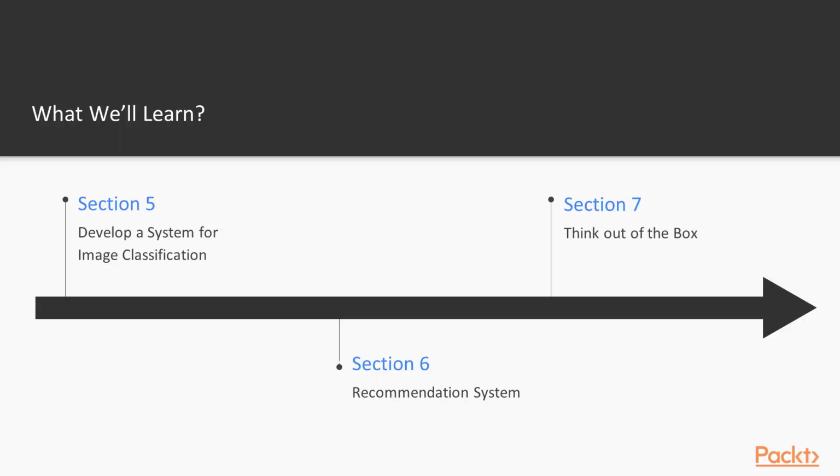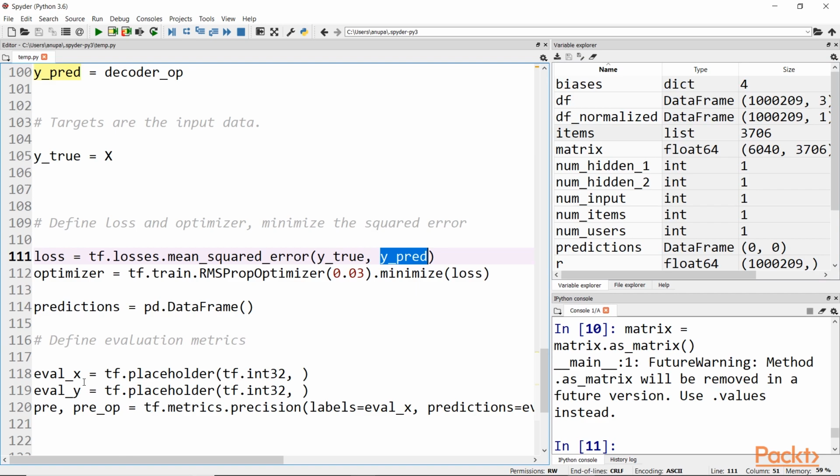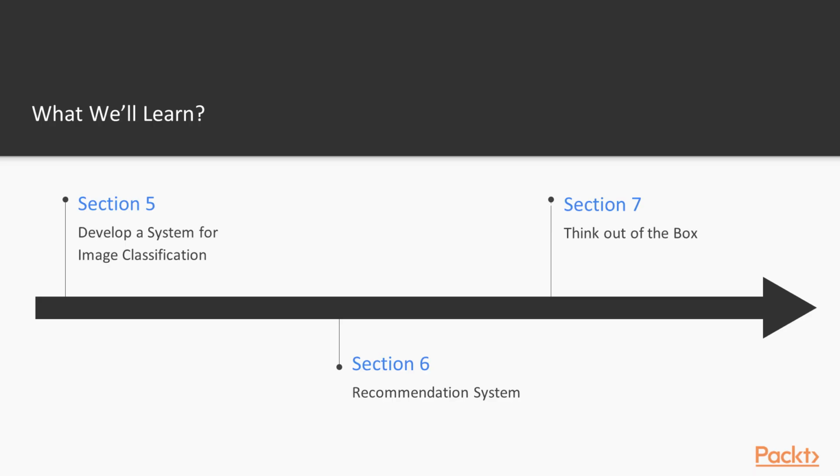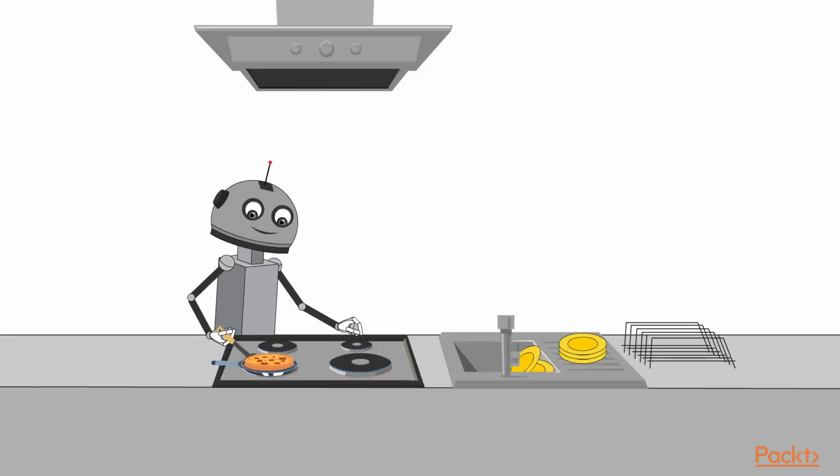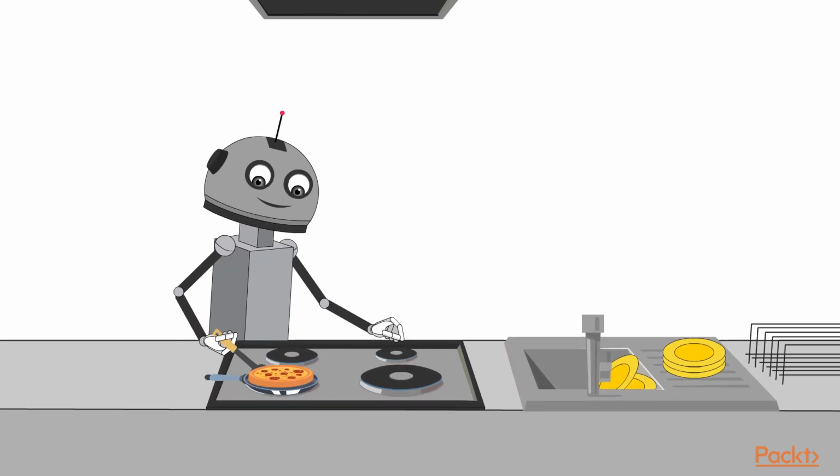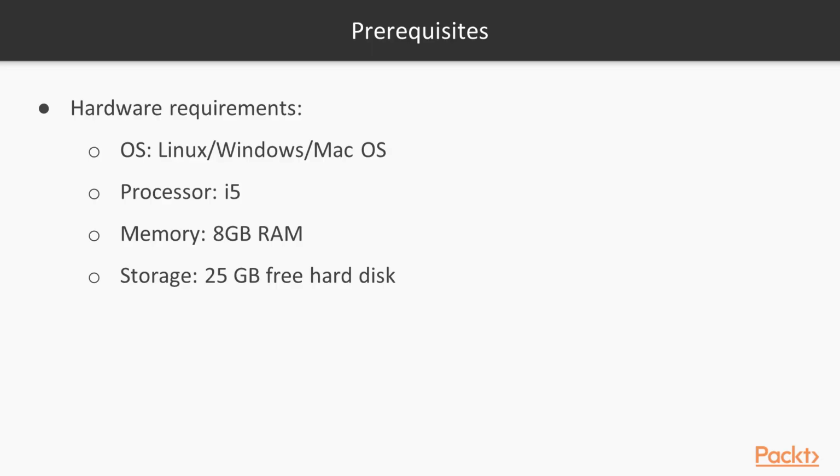Section 6 will teach about a recommendation system and how we can implement it using TensorFlow. The final section is all about putting new ideas together, where we can apply deep learning and TensorFlow in various parts of practical life. But before you begin with this course, it has some prerequisites in terms of hardware and knowledge. Hardware requirements are as given below.